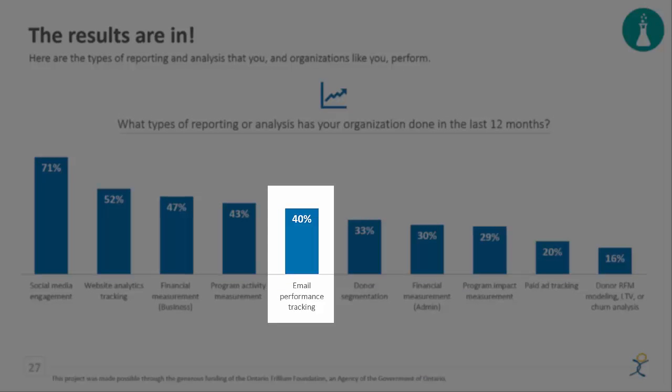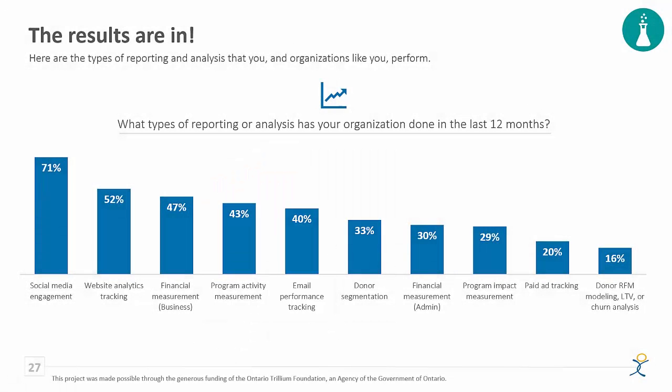40% said they were doing email performance tracking. So this could be measuring how many recipients of an email campaign have opened the email, how many have clicked through to your intended outcome. You can measure how these people translate to revenue and what your return on investment is on your campaign. 33% said they were doing donor segmentation.